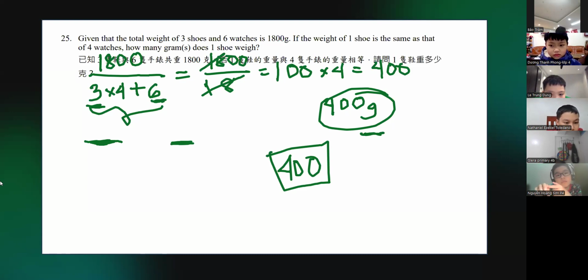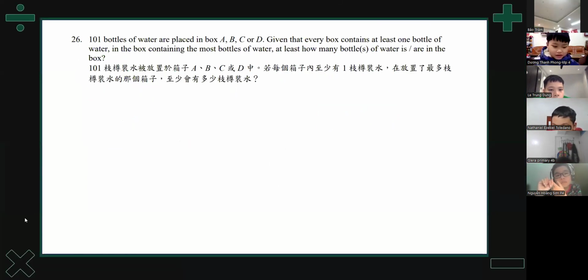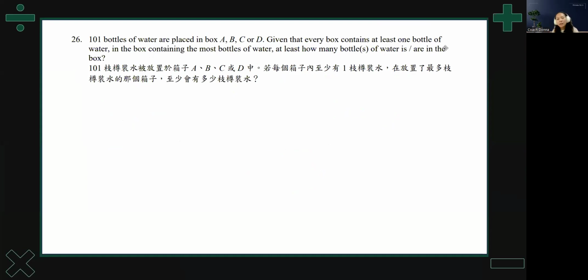Number 26. 101 bottles of water are placed in box A, B, C, or D, given that every box contains at least 1 bottle of water. In the box containing the most bottles of water, at least how many bottles of water are there? This is a problem that most students find confusing, but it takes practice. If you see "containing the most" and "at least," that's already a clue that the process should be as what I will show here.